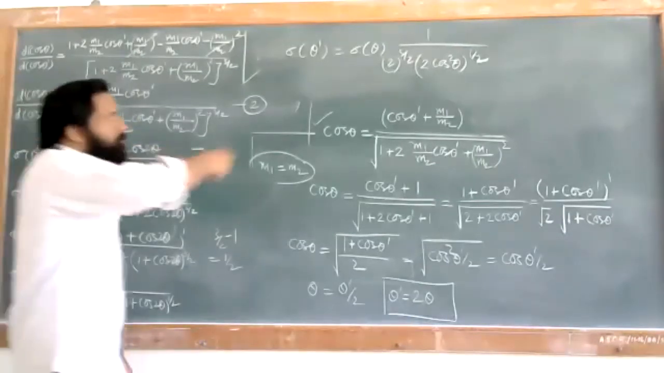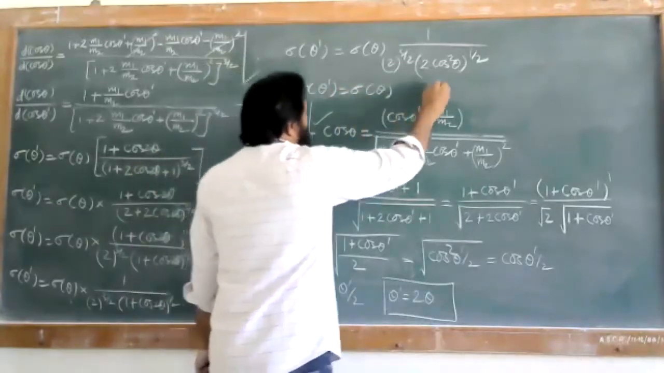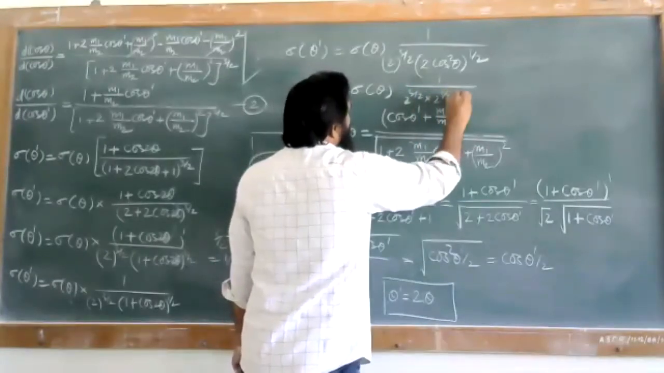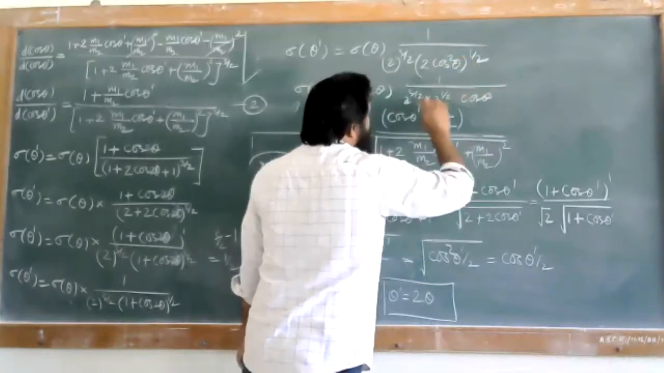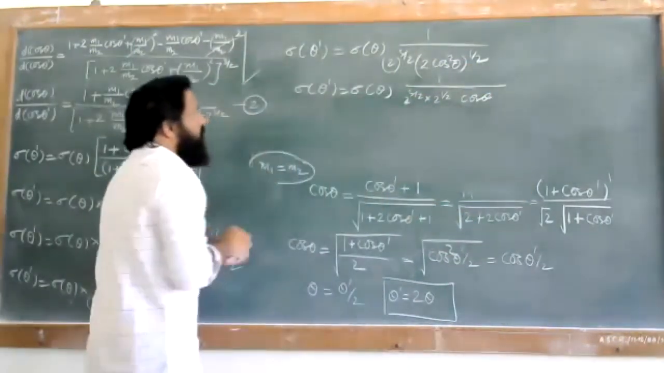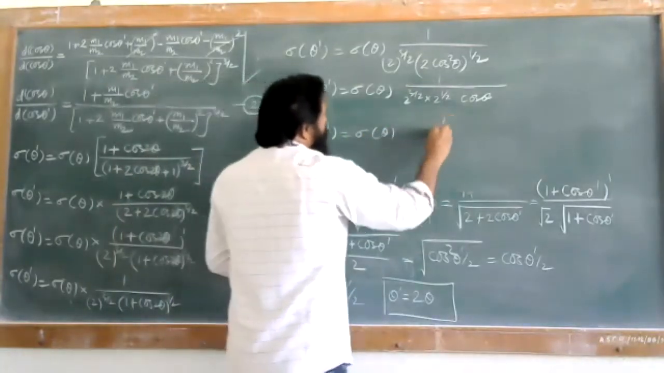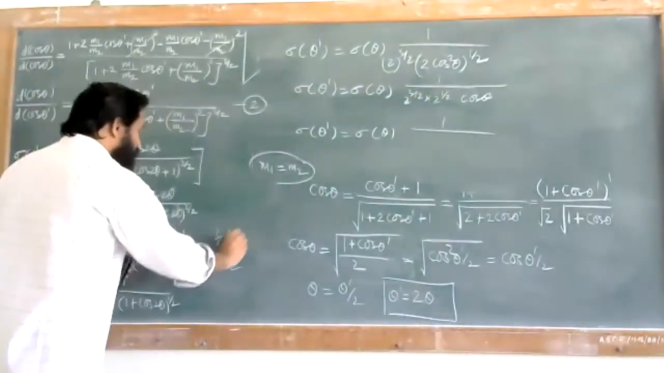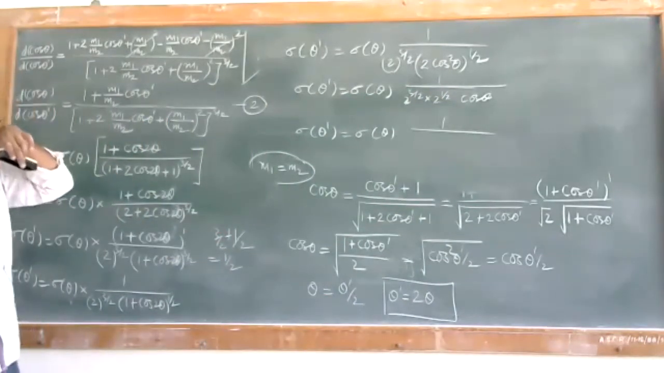So what is that value? The value comes out to be sigma theta dash is equal to sigma theta into 1 upon 2 raised to 3 by 2 multiplied by 2 raised to 1 half into cos square theta square root, that is nothing but cos of theta. And what is that value? This value comes out to be sigma theta dash is equal to sigma theta into 1 divided by 2 raised to 3 by 2 plus 1 half. So 3 by 2 plus 1 half, that is nothing but 4 by 2.